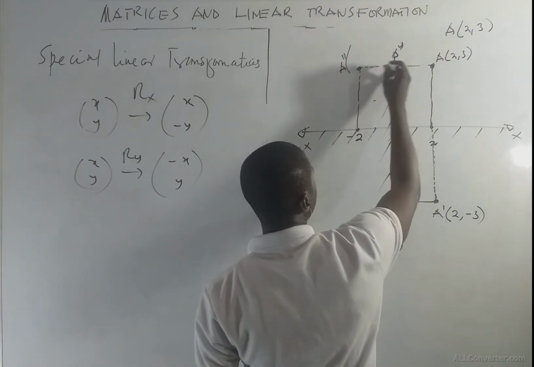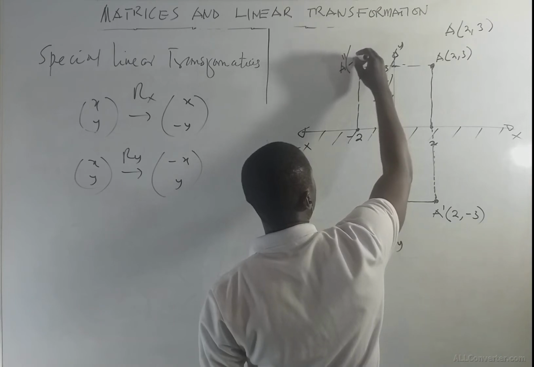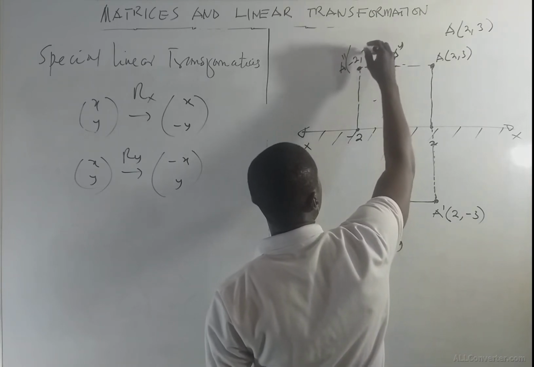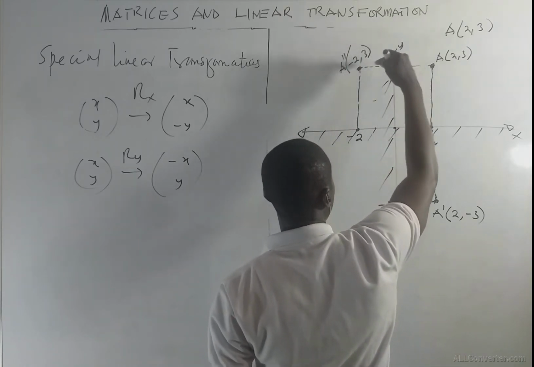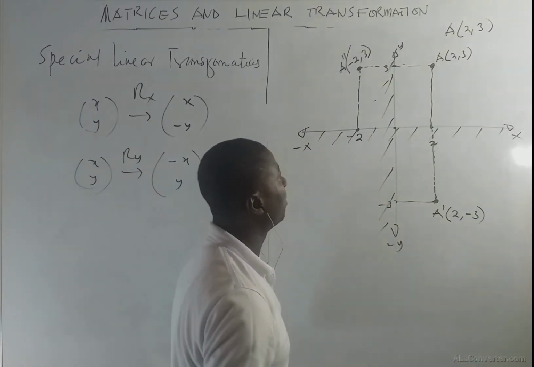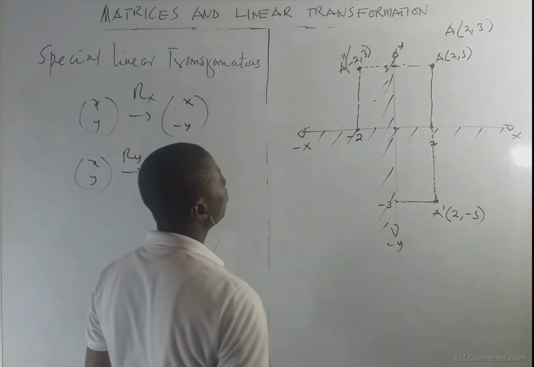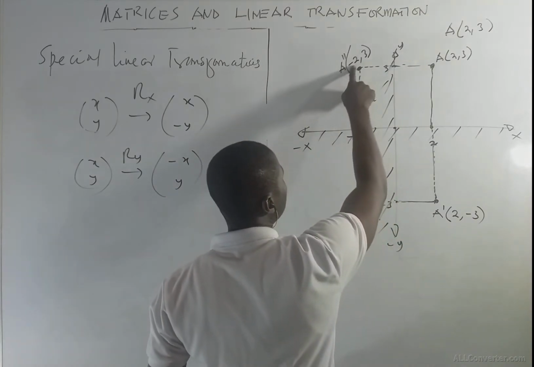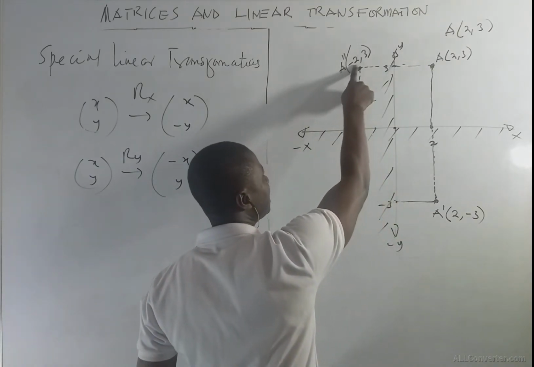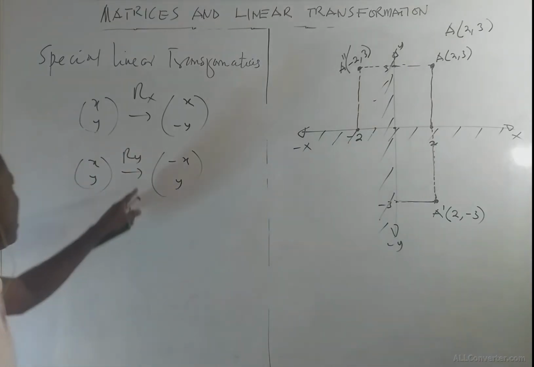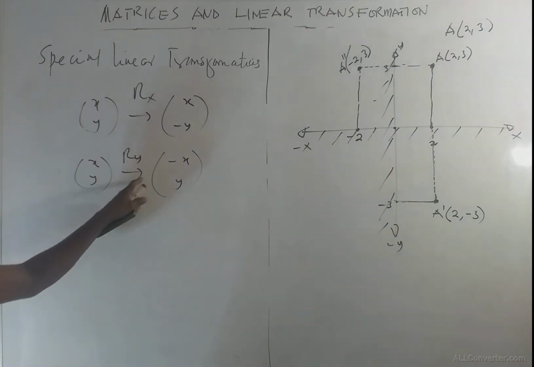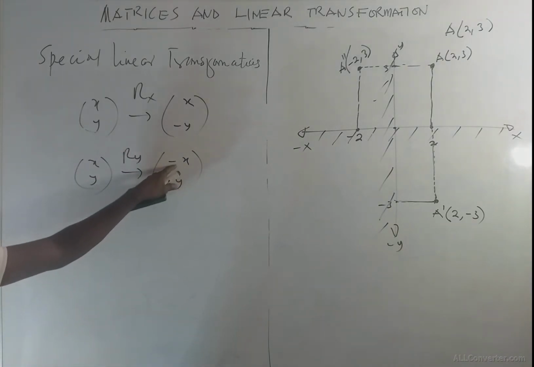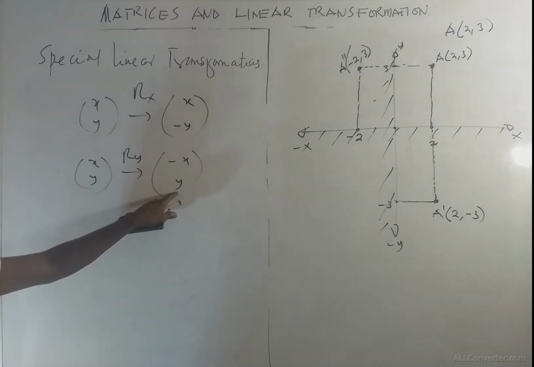But the 3 will still be the same. So the x will change to minus 2, but the 3 as the y-coordinate will still be the same because we are still on the positive y-axis. So when we are reflecting in the y-axis, you can see that it is the x-coordinate that is negated. That is why reflection in the y-axis, (x, y) maps to (-x, y). So you see that the x has been negated and the y is kept constant.